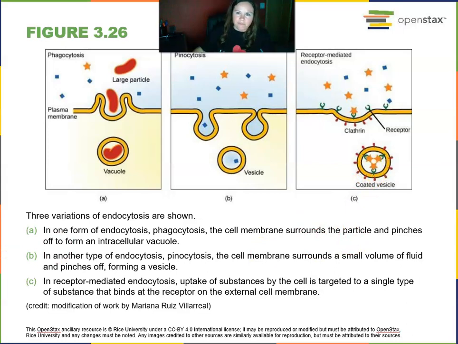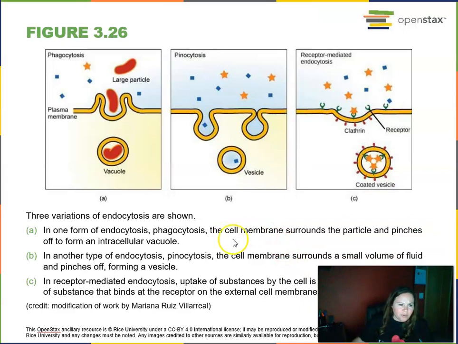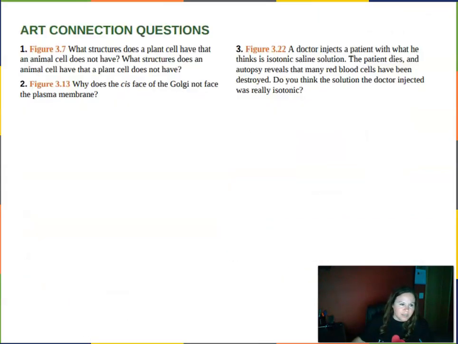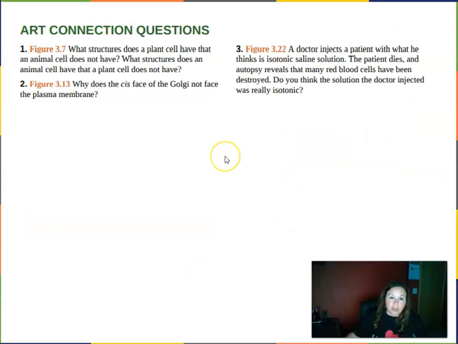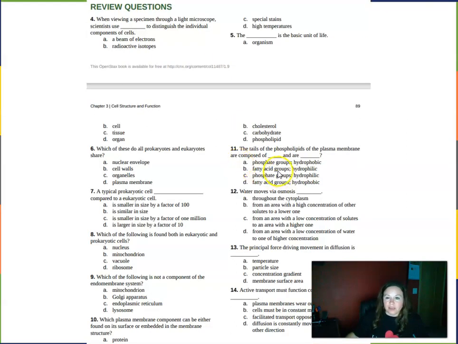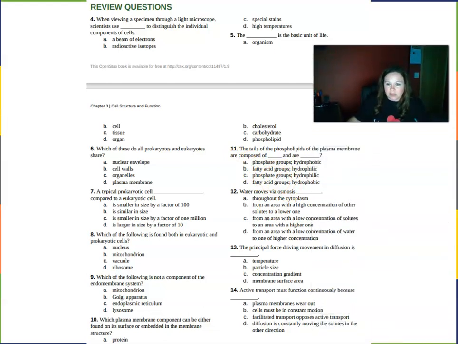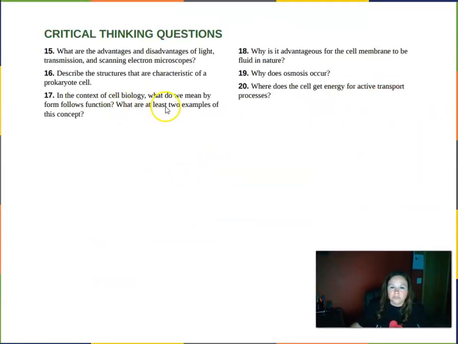All right, so that finishes up our part B in chapter 3 about the cell membrane and transport. Again, I always encourage taking a look at the after-chapter questions, but since we divided this chapter in two, you'll have to look for the ones that specifically go along with the second half of the chapter. Like number 3 here, that one. And here we go, there are some on this page as well. Like number 10, 11, 12, 13 and 14, I would take a look at. And then in the critical thinking questions, number 18, 19, and 20.